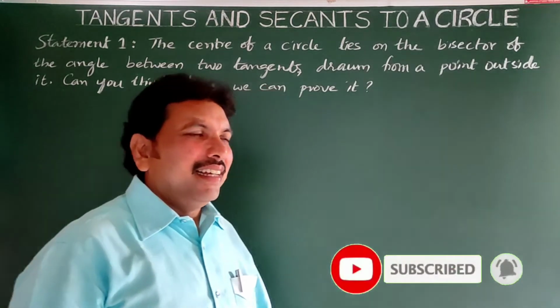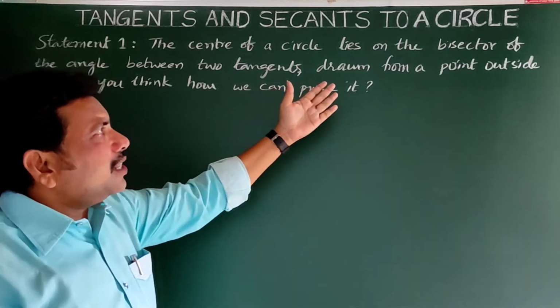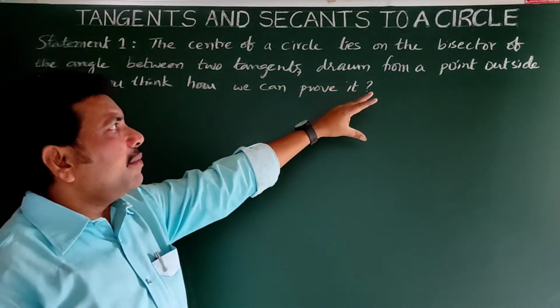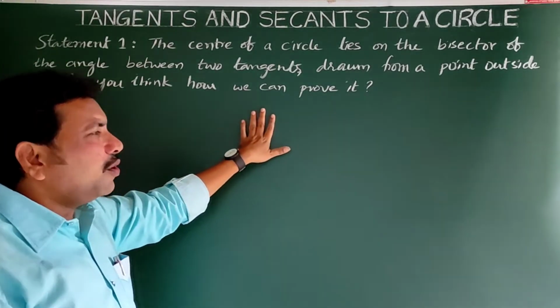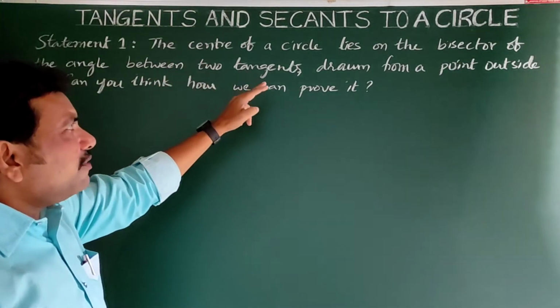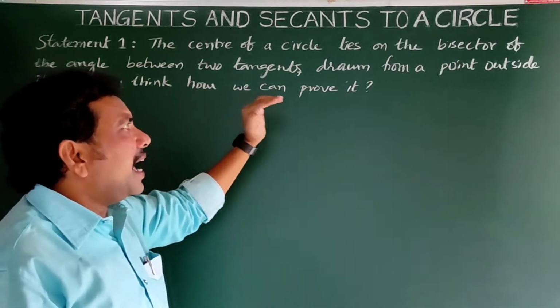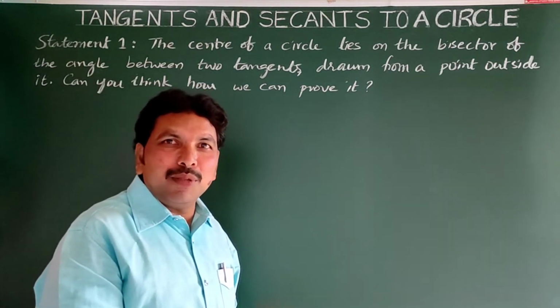Yes. See the first statement. The center of a circle lies on the bisector of the angle between two tangents drawn from a point outside it. Can you think how you can prove it? The center of a circle lies on the bisector of the angle between two tangents drawn from a point outside it. Let us prove.